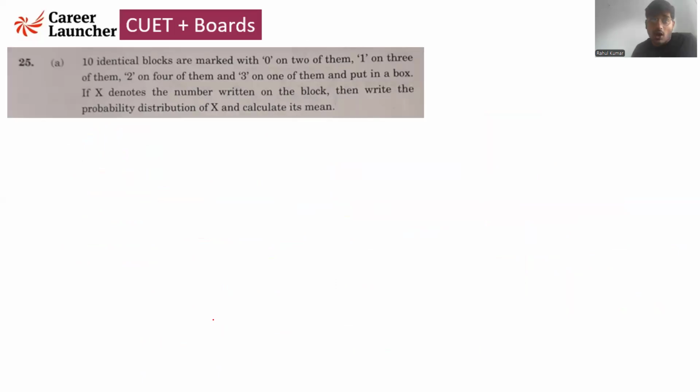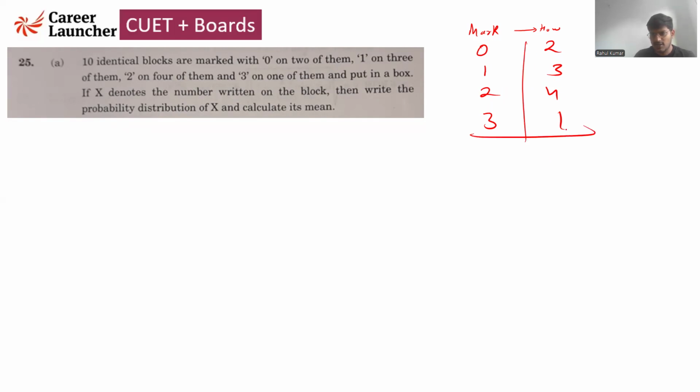Now we have the next problem. The problem is we have 10 identical blocks. Let me write how it is given to us. The number which is marked as 0, they are total 2. The number marked as 1, they are 3. The number marked as 2, they are 4. The number marked as 3, that is one of them. And we have put these things in the box. So if you count all of them, they sum to 10.